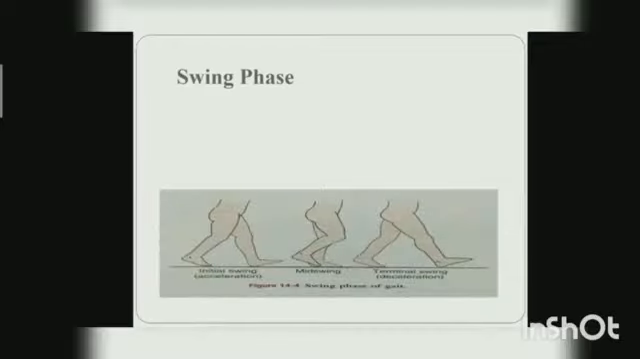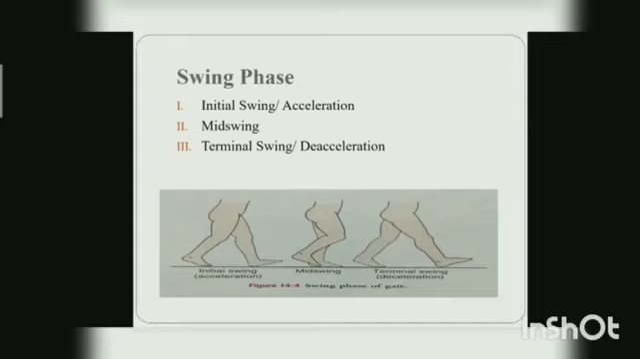Swing phase can be described as the events in which the foot is not in contact with the floor. It makes up the remaining 40% of the gait cycle. There are three events in swing phase: the early swing phase or initial swing phase, which is also called acceleration, mid swing, and the last one is late swing or terminal swing, or deceleration.